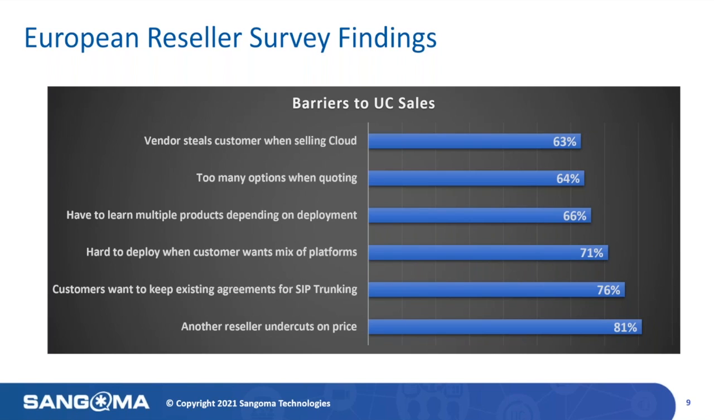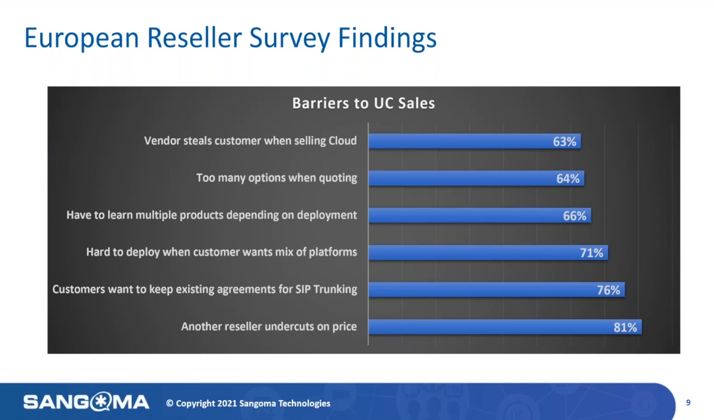Another issue is there's too many options when you're quoting. So 5 users want this option, but 4 users need that option. And it's a nightmare. You're spending more time doing admin work, trying to do the quote, than actually getting out there selling. So that's been a current barrier to that.